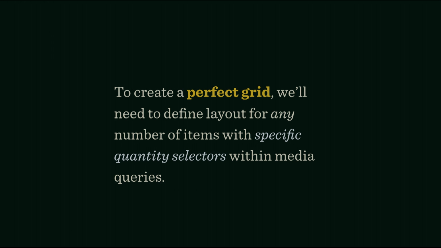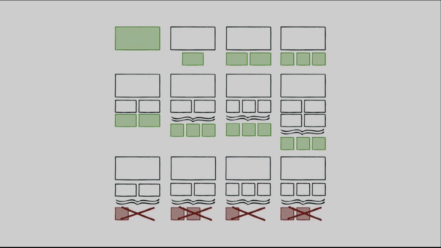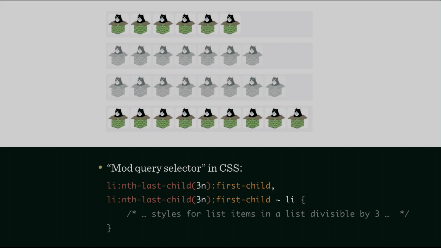So if we want to create that perfect grid, we need to define layout for any number of items within specific quantity selectors. So what we do is this. We use a mod query selector. I promised you math. Here we go. So we need to say, if I have a list of items divisible by 3, I want to style it this way. Divisible by 5, I want to style it this way.